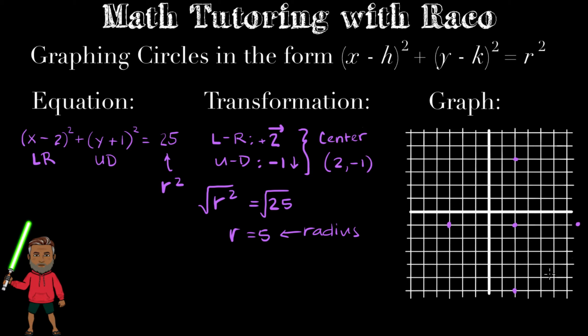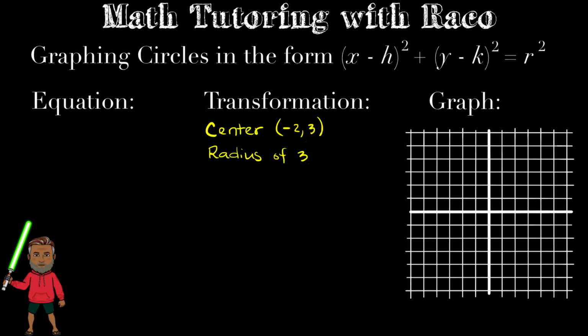All right, so you'll notice that all 4 of those points are 5 spaces from the center of our circle, and then we're going to just connect those points. And when we connect them, we get the circle centered at 2, negative 1 with a radius of 5. Sorry, that's off just a tad, so I'll make sure that those points are all seen. All right, and that's our first example.